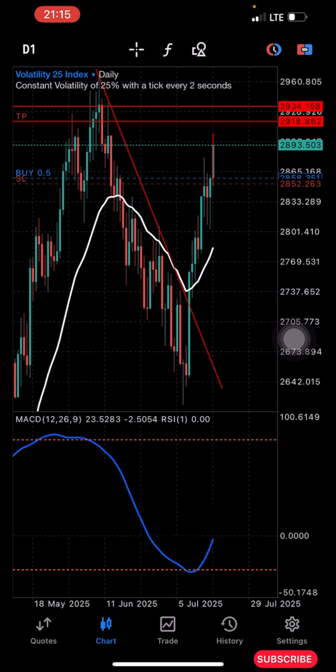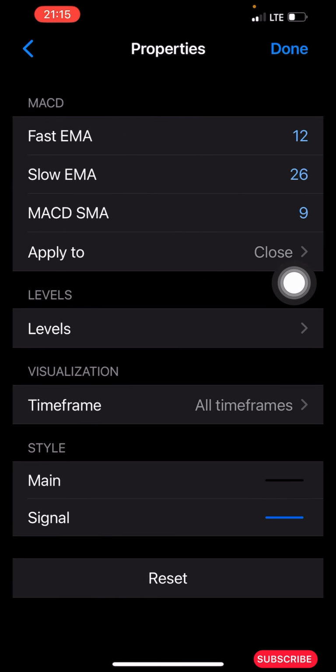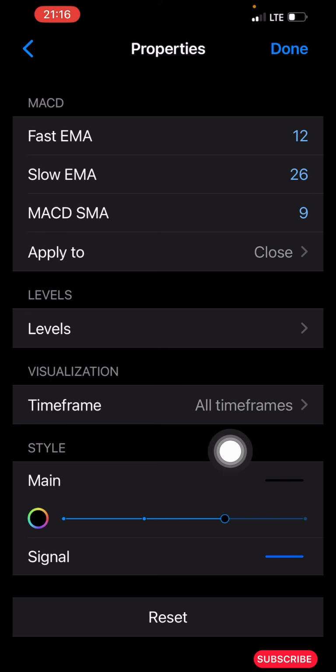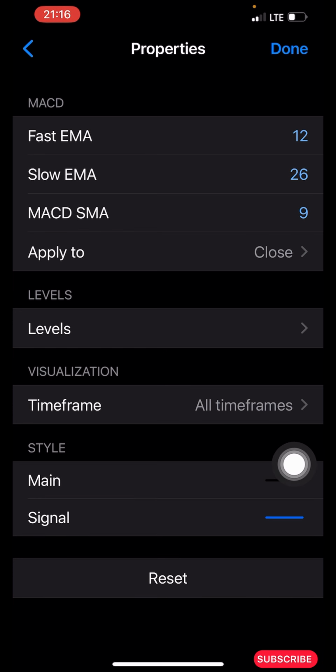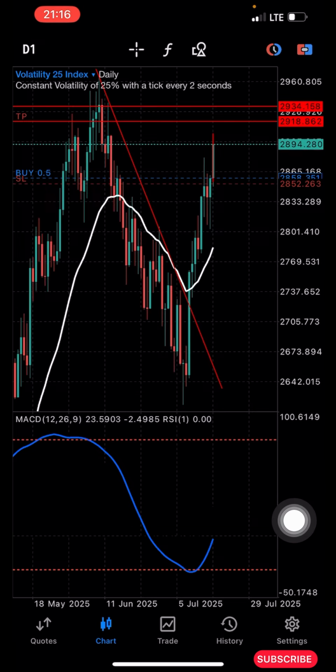Before I forget, let me quickly share with you guys the indicator setup and we are done with this video. You click on this F icon here. After clicking on that, you search for your MACD. You click on the main window plus icon, you search for the MACD. These are the properties for the MACD: the fast EMA is 12, slow EMA is 26, MACD SMA is 9, apply to close. The level, you leave as it is, time frame is all time frames. Under the style, the main, you make it the color of your background, 3 pixel. The signal, color blue, 3 pixel, and you click on done.